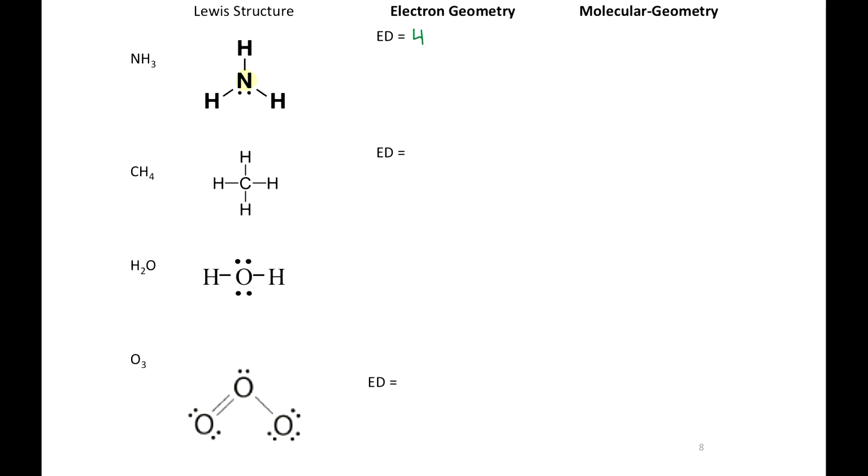Look back at that chart. An electron domain geometry of 4 is called a what? Tetrahedral, or TD for short, all right? So I will draw what that looks like. This is what a tetrahedral looks like, where the wedge means that bond is coming out of the page, and the dash means that other bond is going into the page. That's how I can try to draw in 3 dimensions, right?